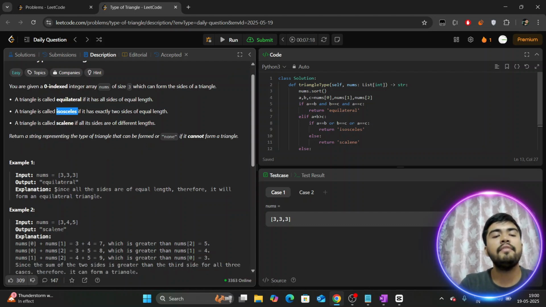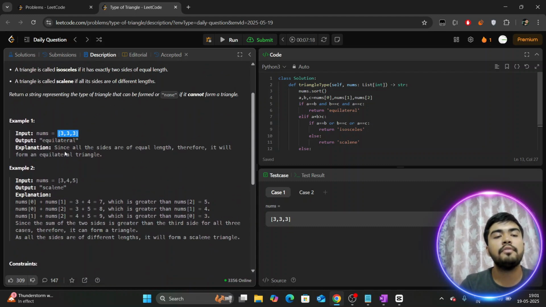So what they have given is the lengths of the three edges of the triangle, and we have to say if it is equilateral, scalene, or isosceles, or if it's altogether not a triangle, then we have to return none. In this example you can see 3 3 3 is an equilateral triangle, so all edges are of equal length. 3 4 5 is scalene, none of the edges are equal.